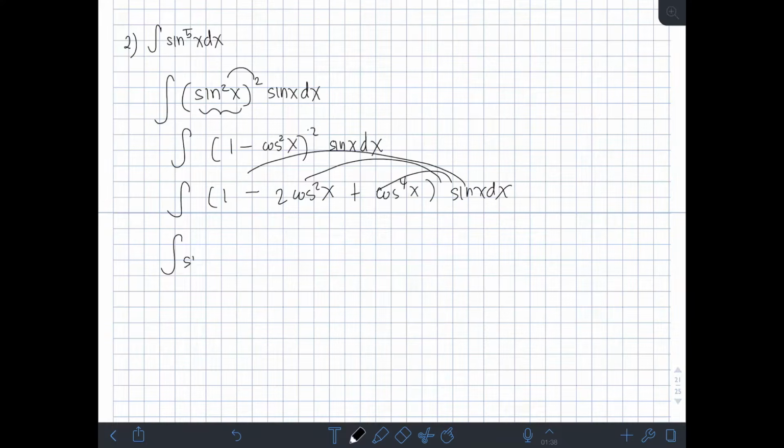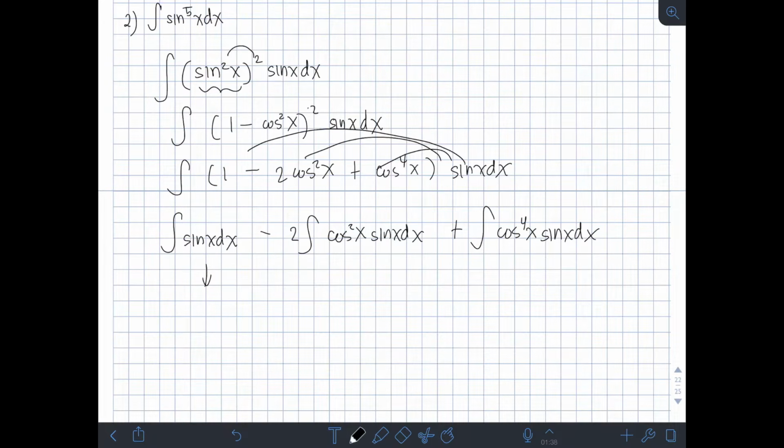We have integral ng sine x dx minus 2 integral ng cos squared x sine x dx plus integral ng cos to the 4th x sine x dx. So, ito, integrable na siya. Ano uli integral ng sine x dx? Negative cos x. And then, itong dalawa, this time, ito naman yung opposite version nung sa example number 1.